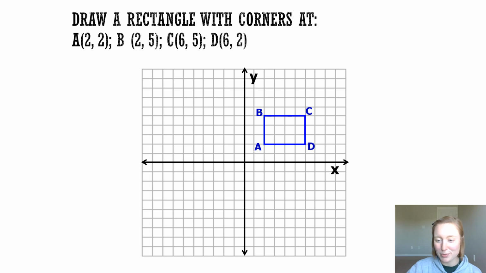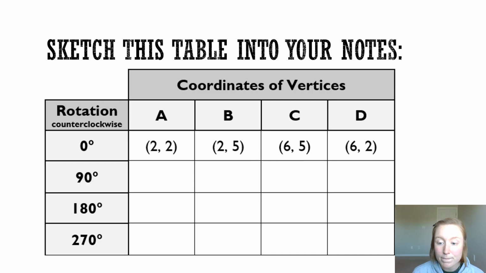Should look like my blue rectangle here. And then you're going to need to sketch this table into your notes. So we're going to do this off to the side and keep track of what our coordinates look like. So if you look up at the top here, we have the coordinates of our vertices.